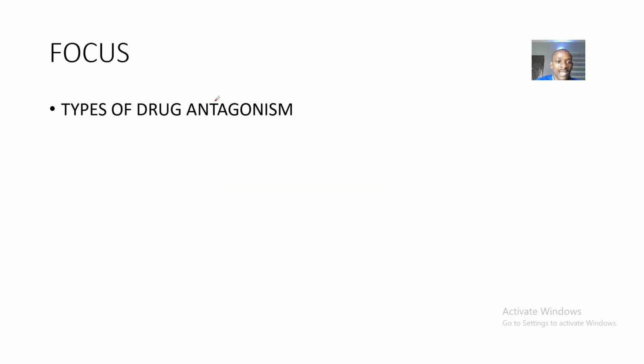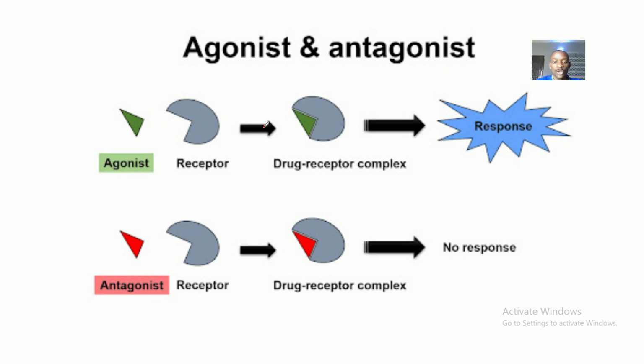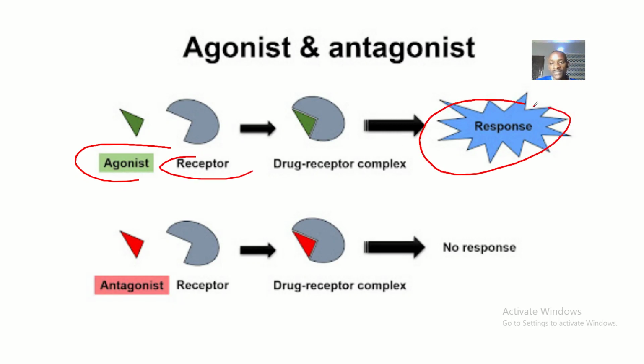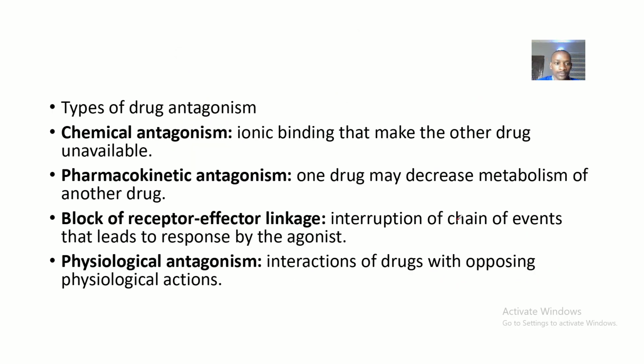So types of drug antagonism. When an agonist comes to a receptor, it will activate, or cause the receptor to produce a response. But when an antagonist binds to a receptor, it will cause no response. Do you understand? So what are the types of substances that can cause no response when they bind to a receptor?